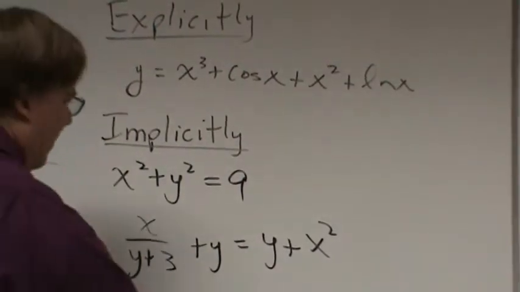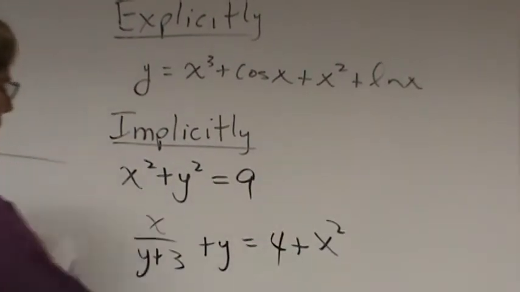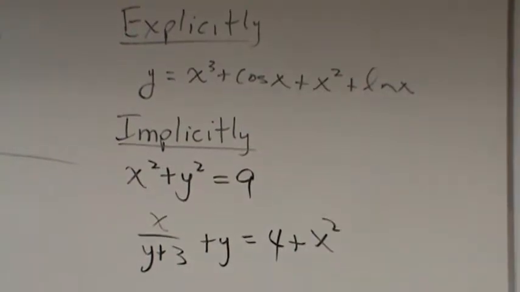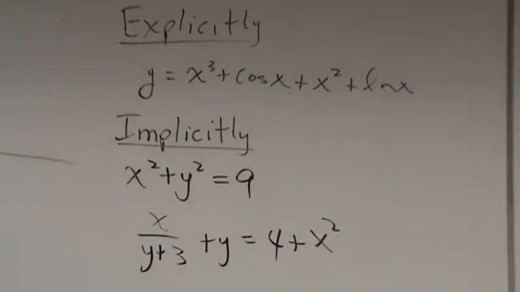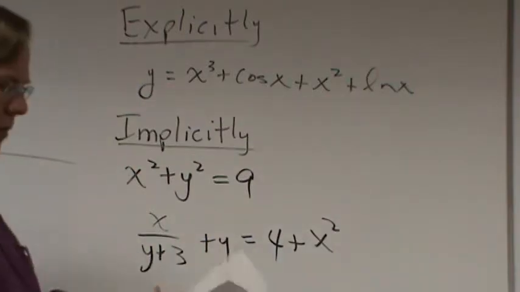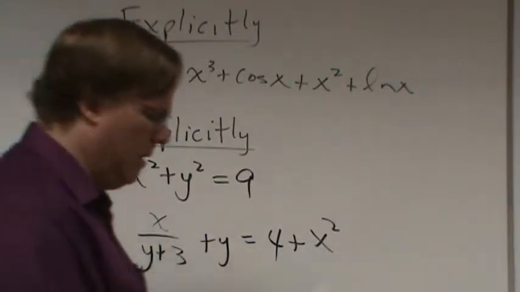But you see what I mean? You can't solve for y. It's not possible. So the relation is defined implicitly. And so we need to be able to take derivatives of relations that are defined implicitly, and the way we're going to do it is by using implicit differentiation. So let's go ahead and do an example.